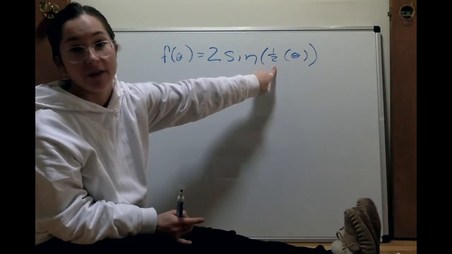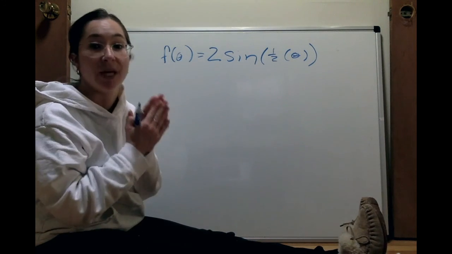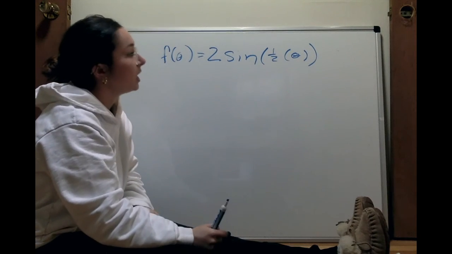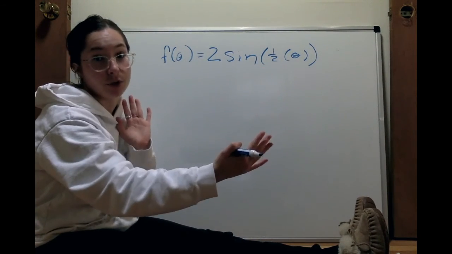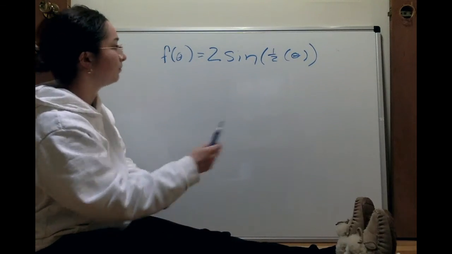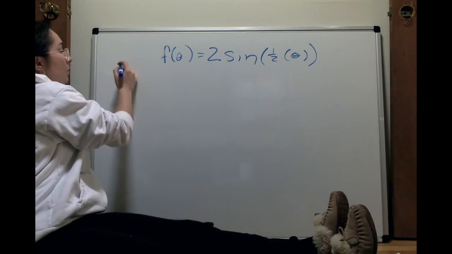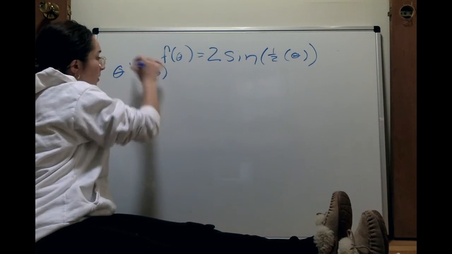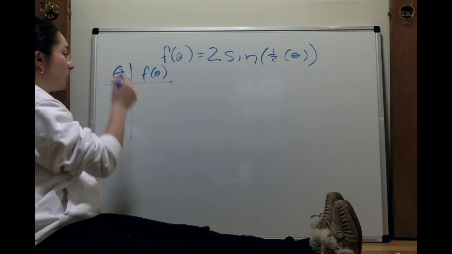The 1/2 in here is going to change the period, or the length of one total wave. And so our period is going to be stretched out by a factor of 2. It's going to get longer, and I'll show you how. So again, making a table can be really helpful. So we have theta, and we have f of theta for our input and output table. I'm going to start with 0.